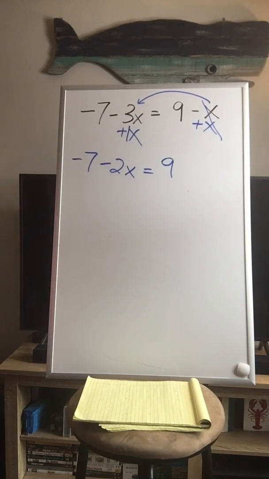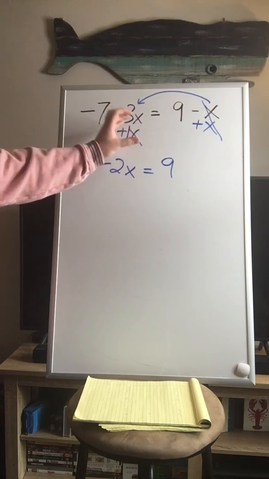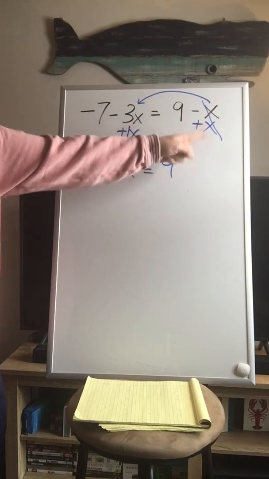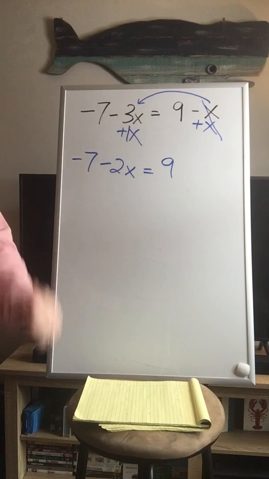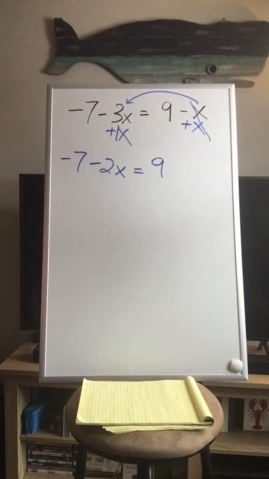Okay? So again, I moved the x's, all the variables, over to the left side. This time, because it was a minus x, I added x. I used the inverse operations. And now again, here you have a two-step equation left that you should be able to solve.